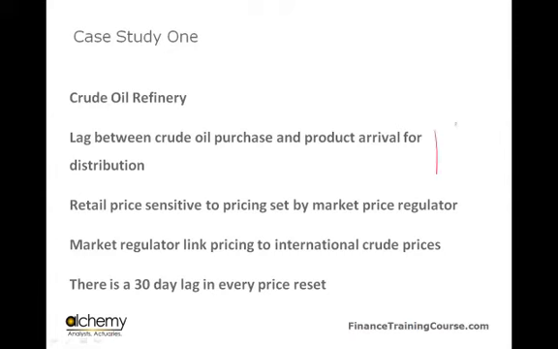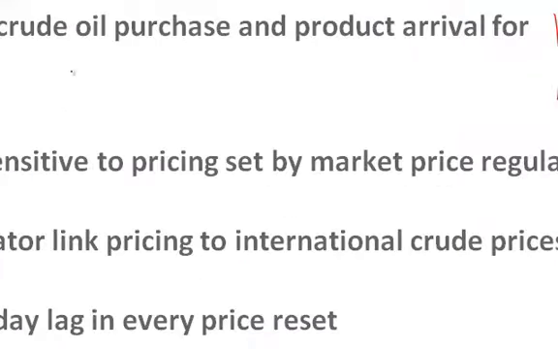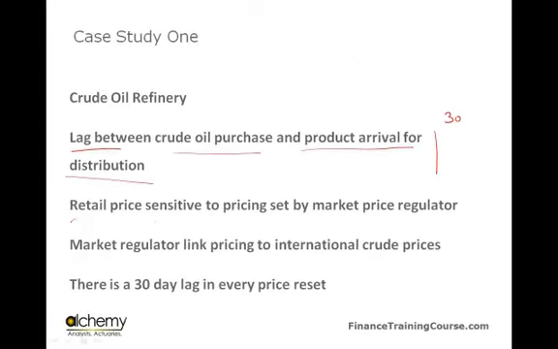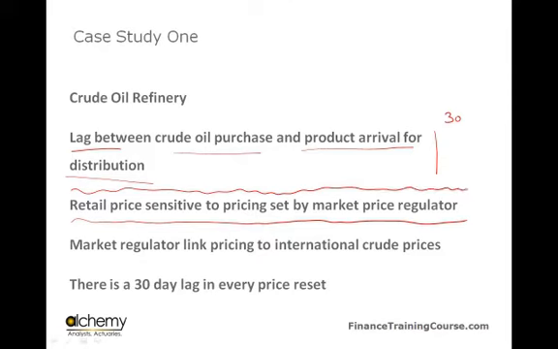The case study deals with the risk management and hedging needs of a crude oil refinery operating in an emerging market. One of the first questions that comes up is there's an actual lag between the time that crude oil is purchased, it arrives, and is converted into a product that is then sold in market for distribution. The challenge is that in the 30 days that it takes for the refinery to place an order for purchasing crude to the time that that crude actually physically arrives and is converted into a product, the retail prices are set by a market price regulator. And these retail prices are actually linked and dependent on what's happening in international markets.